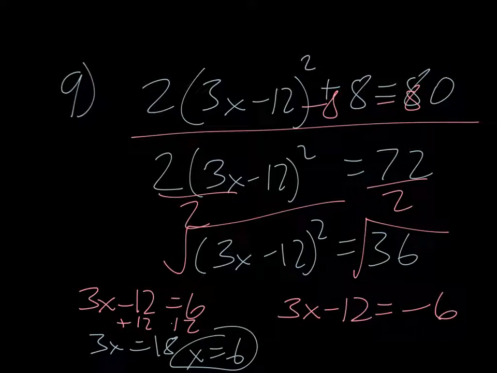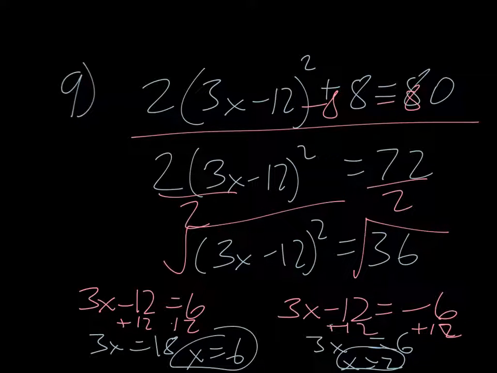Over here you add 12 to both sides also, but because it's a negative 6 over there, you get a different answer. So that's going to give me 3x equals positive 6, and so x is equal to 2 is my other answer. So two answers are 6 and 2.